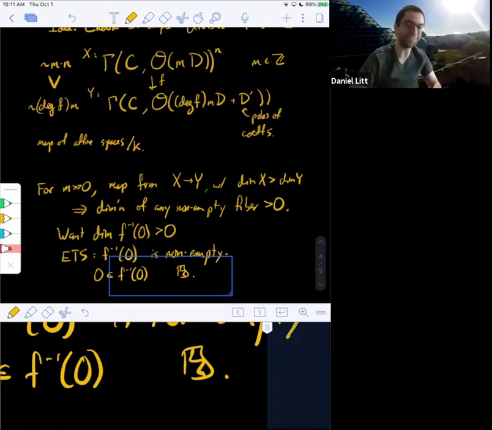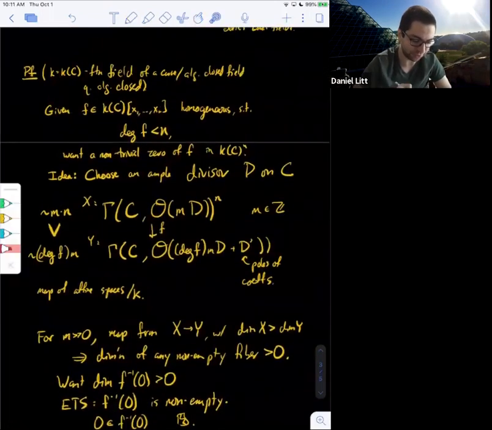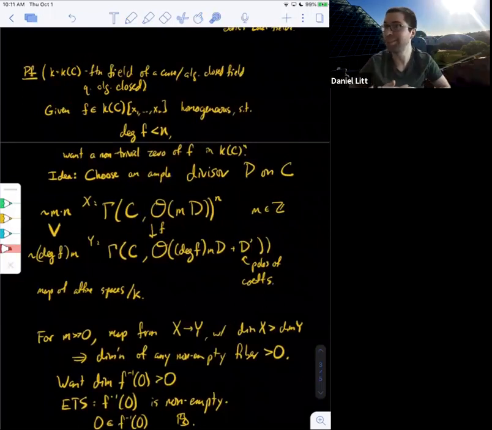Yeah. And you see, here we were proving something that feels, at least to me, like a real algebra statement: that the function field of a curve over an algebraically closed field is quasi-algebraically closed. And we really use geometry. We use the Riemann-Roch theorem. I think it's really awesome.